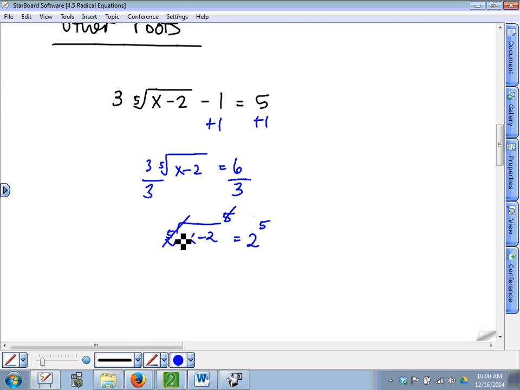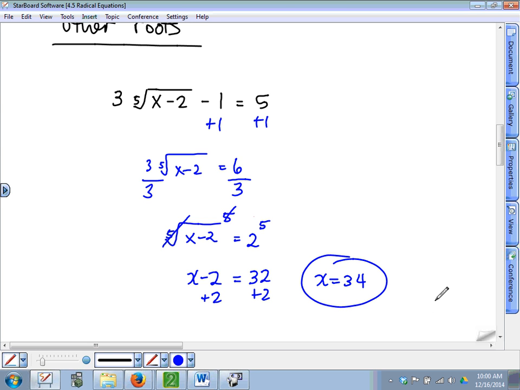Yep. A fifth root raised to a power of 5. Those are opposites of each other. 2 to the 5th power is 32. You can check it on a calculator if you need to. Add 2 to both sides. And so it's absolutely no different than the other ones. You just use a different power. We are right on that one. I don't think we need any more examples on that. Okay.